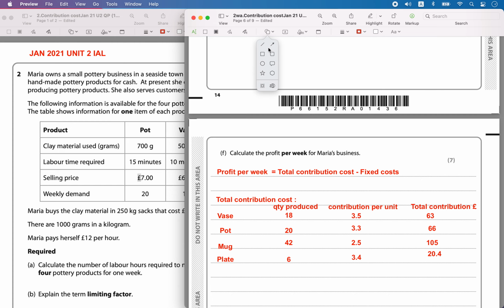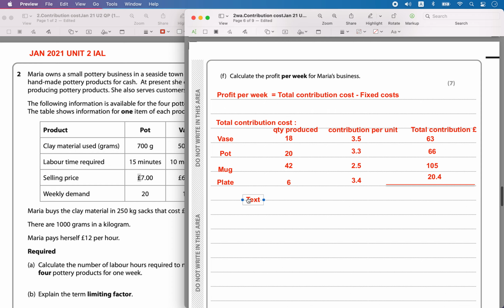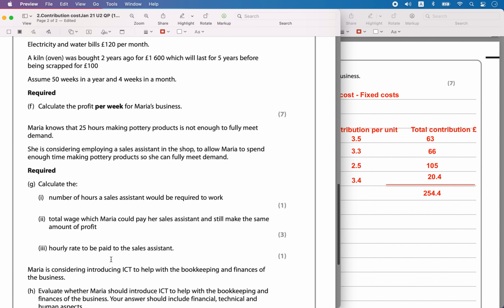So 20.4. Now we have to calculate the total contribution for all the products. Okay, that's the total contribution. So that is 63 plus 66 plus 105 plus 20.4. So that is equal to 254.4 pounds. Then after that we have to calculate the fixed cost.